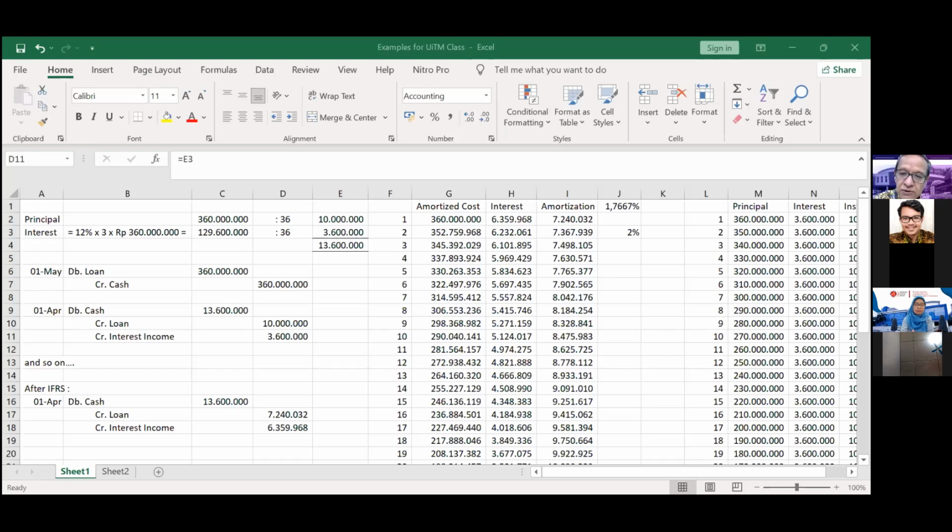Then in 2020, there was also another major change in the international accounting standard. Then it also influenced the Indonesian accounting standard. Then the business operation is also influenced by the changes of accounting standard.